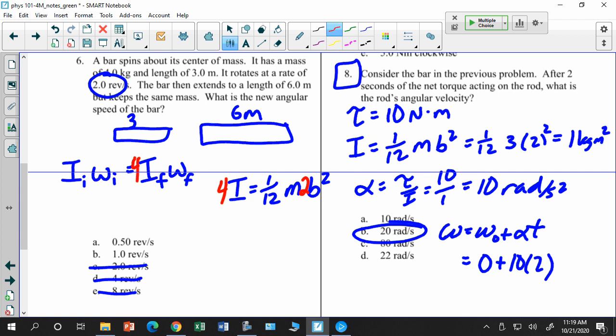But I know that the momentum has to be conserved. So that means that omega final is going to be 1/4 of its original value, or 0.5 revolutions per second. That's the easiest way to approach this problem.